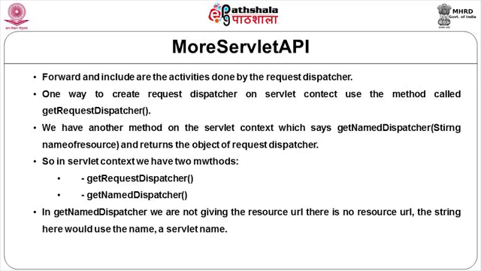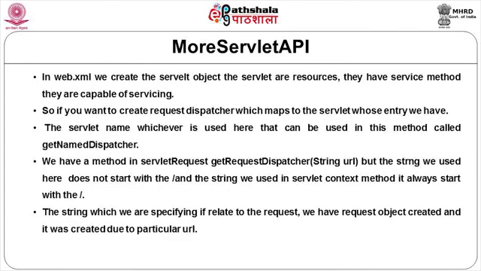Here we are not giving a resource URL, there is no URL. The string here would be the name of a servlet. Recollect, in the web XML we said you create these servlet objects, these servlets are resources, they have that service method, they are capable of servicing. So if you want to create a request dispatcher which maps to a servlet whose entry we have already got as a servlet entry, the servlet name used there can be used in this method called getNamedDispatcher. You specify the name of a servlet and get a request dispatcher for it.